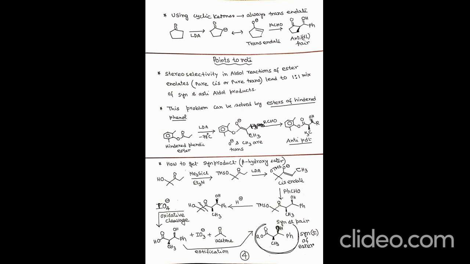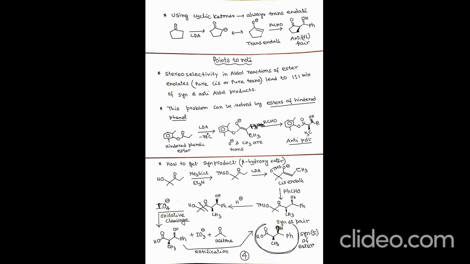Now, two sequences I would like to discuss. One is leading to the anti product with respect to the beta hydroxy ester, and another one is the beta hydroxy ester having syn stereochemistry. So as I have already told you, if we use a hindered phenolic ester, that will lead to the E enolate, and from that we will be getting the anti product.